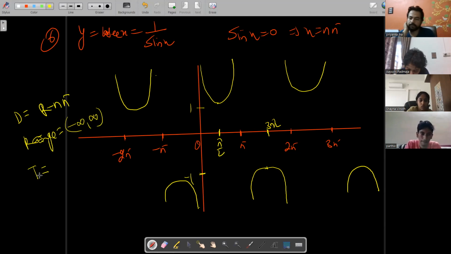China, so how is the range all? It should be 1 to infinity and minus... oh, sorry, my bad. Range would be again 1 to plus infinity and then minus infinity to minus 1. Correct. Very good, China.